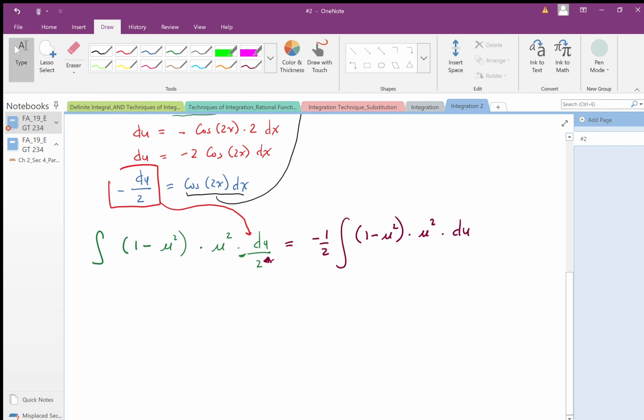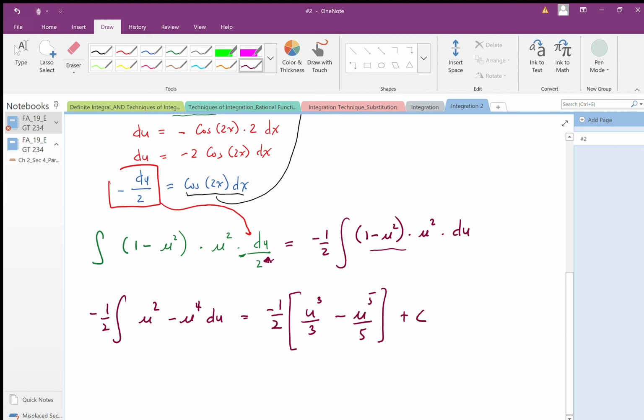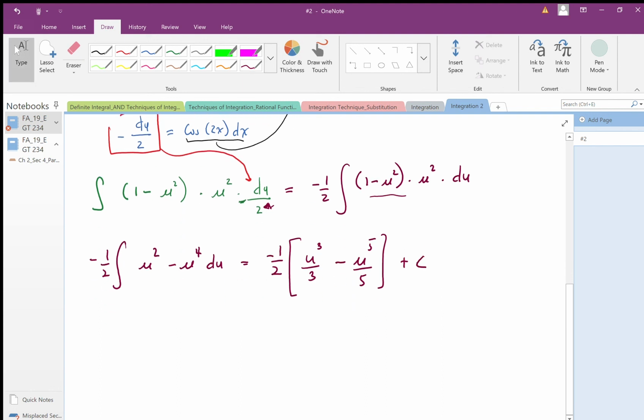So now I can solve this. I'm just going to expand it. I'm going to say 1 over 2 times the integral of u squared minus u to the 4th du. That's going to give 1 over 2 times u cubed over 3 minus u to the 5th over 5, plus c.